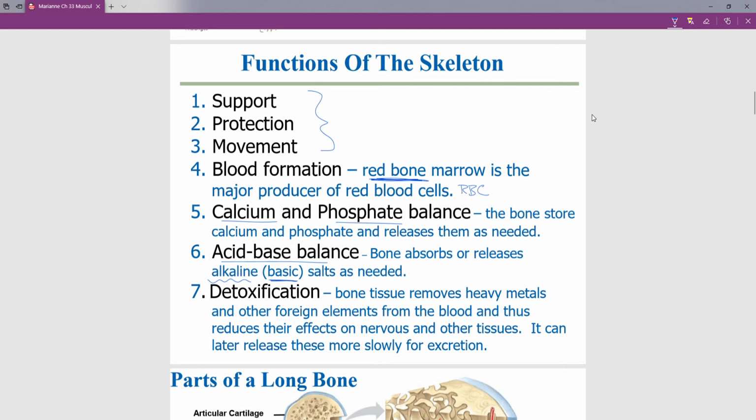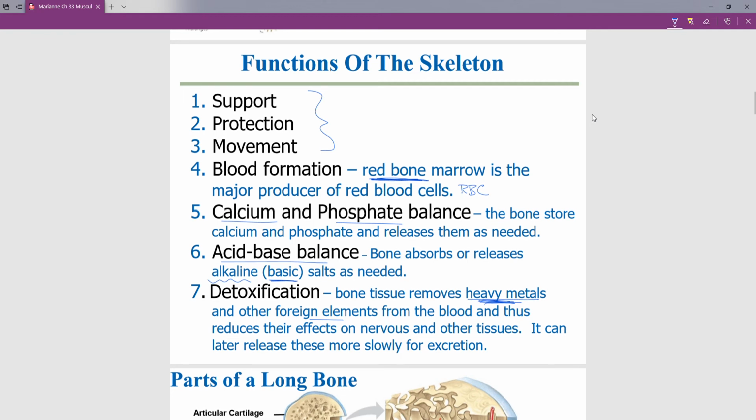The fourth one, sorry, here is detoxification. And so if you are exposed to heavy metals or usually environmental toxins is where that would come from, or other foreign elements, your body could easily be overwhelmed by those elements. But your skeletal system helps by absorbing those toxic things and then releasing them or metabolizing them at a rate that your body can handle.